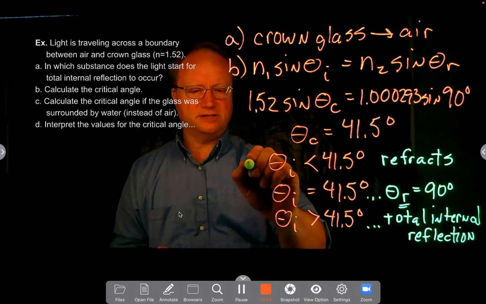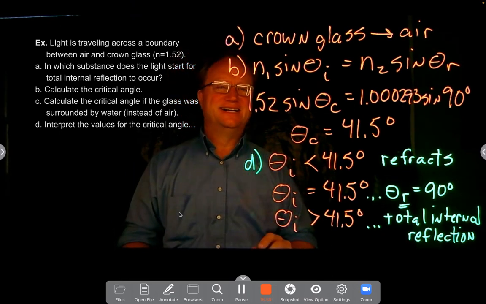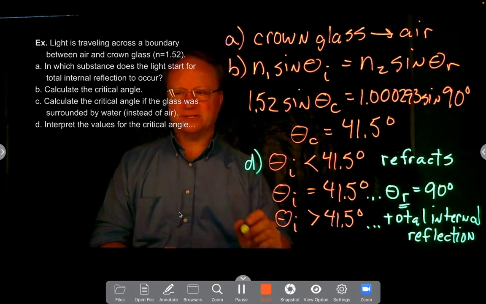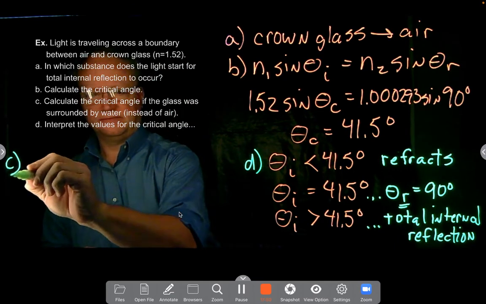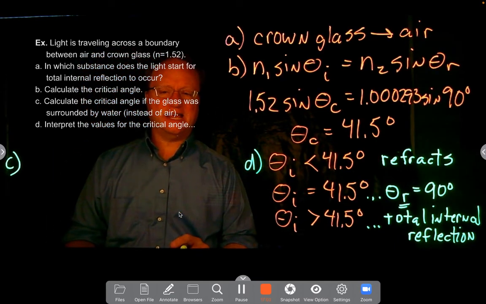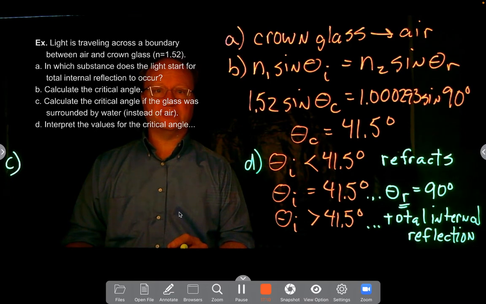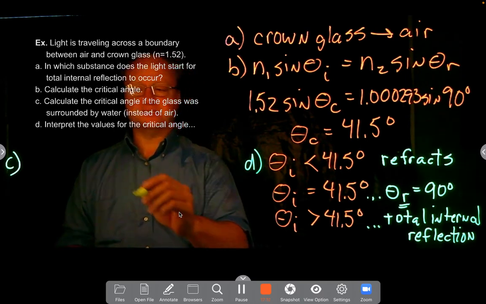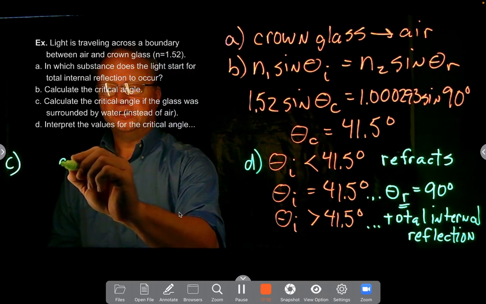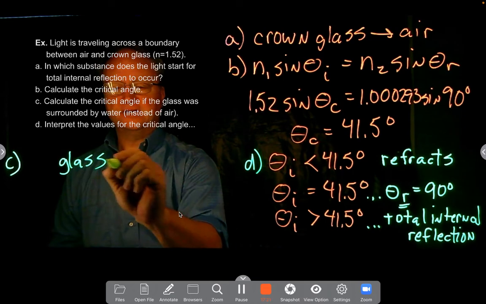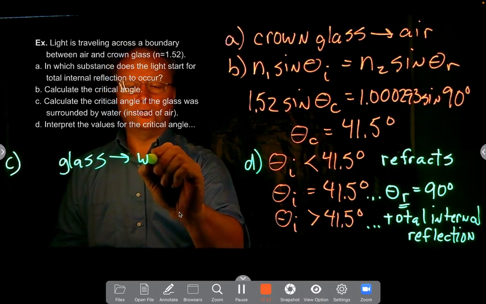Now, we actually did a little bit of D there. Coming back to part C, we want to place the glass in water instead of air. Well, water has an index of refraction of 1.333. Glass is the 1.52. We know we have to start in the substance of higher index of refraction, so we're going to go from the crown glass toward the water.